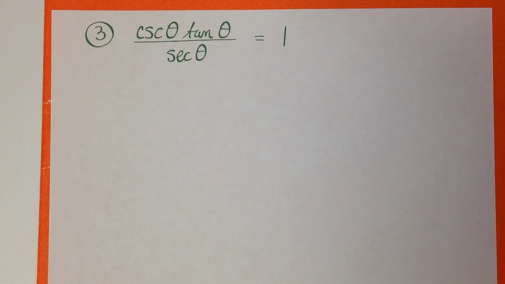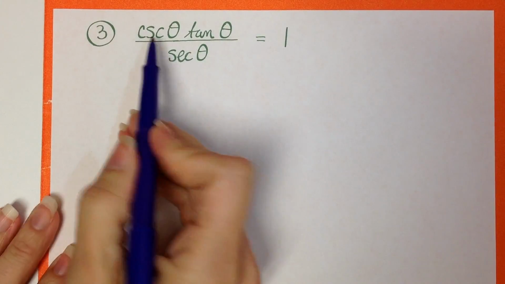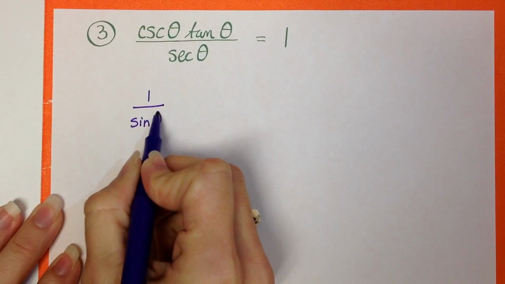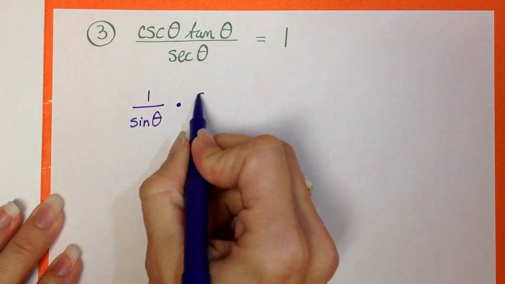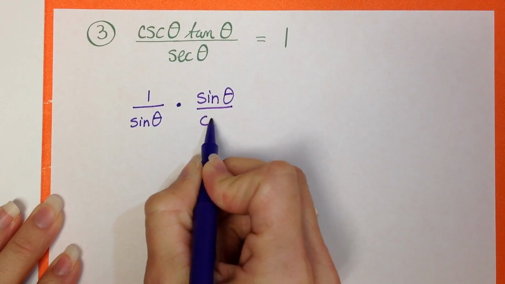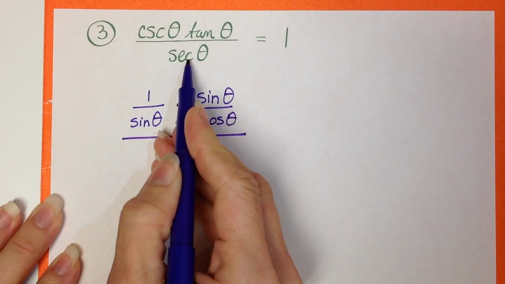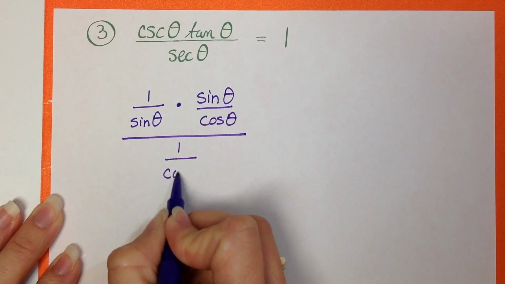Okay, so again, keep in mind, go to sines and cosines. So in my numerator, using my reciprocal identity, I'm going to change cosecant to be 1 over sine. Now that's being multiplied times tangent, so I want to change tangent to be sine over cosine. And my denominator being secant, I want to change that to be 1 over cosine.